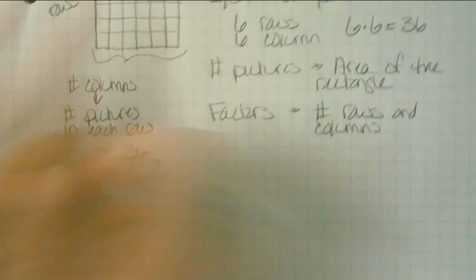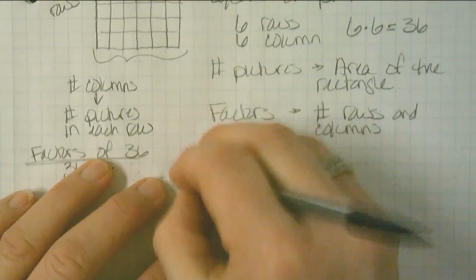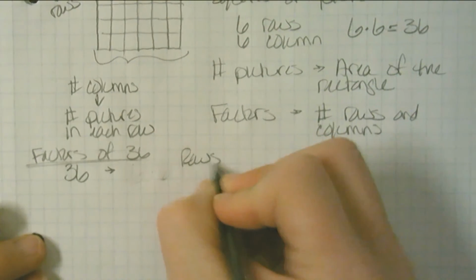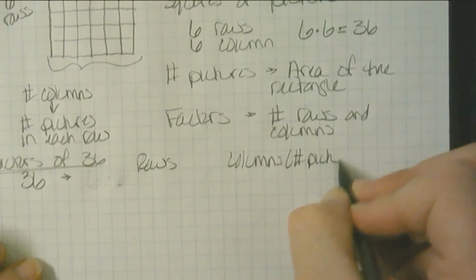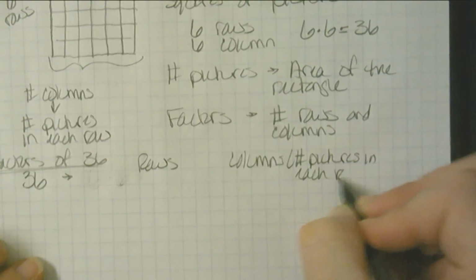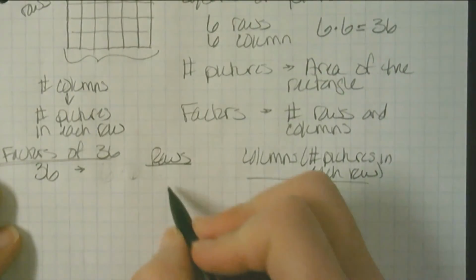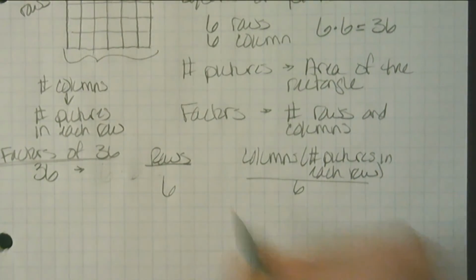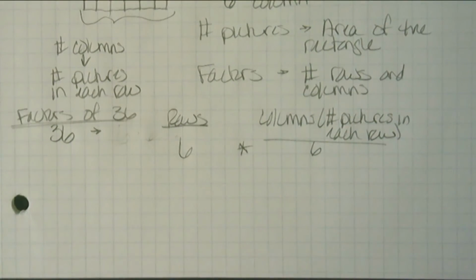I'm going to write this. Let me rearrange this. I'm going to write rows and columns. And the columns are the number of pictures in each row. So we have 6 rows, 6 pictures in each row. 6 times 6 is 36. What's another set of factors of 36? Come on, what's another set of factors? This is when you use your divisibility rules.